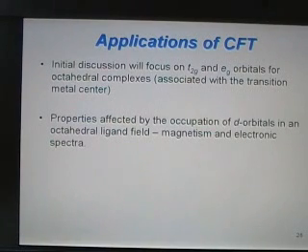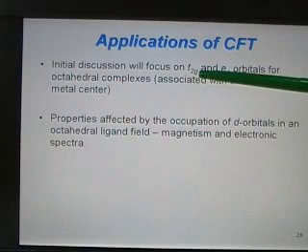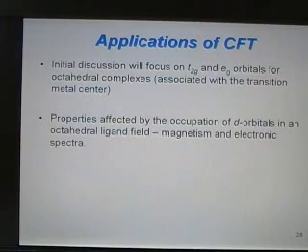Now let's think about some applications of crystal field theory. They actually are going to help us determine two different things. How the d orbitals are occupied by the electrons on the metal cation will affect both the magnetism of the compound and its electronic spectra. Our initial discussions will focus on octahedral complexes, so we'll be dealing with the same crystal field splitting pattern all throughout the rest of this discussion. And we'll focus on the occupation of the T2g and Eg orbitals.